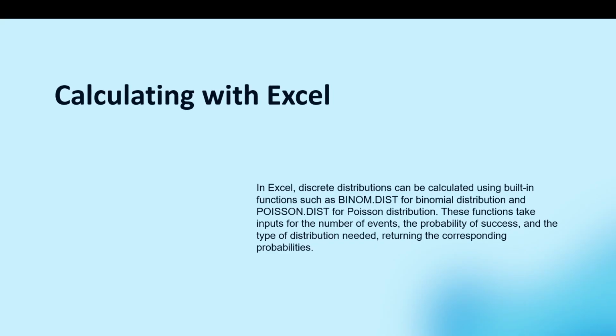For Poisson, we can use equal sign POISSON.DIST, open brackets, x, mean, and cumulative. We can demo this later if time allows us. For now, let's continue.